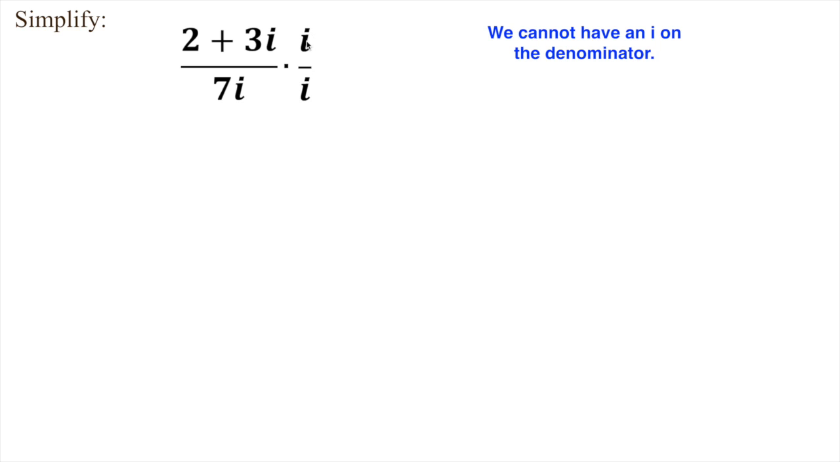So if we're going to multiply top and bottom by i, that means I can distribute this i to each one of these two here. So that gives me 2i plus 3i squared. On the bottom, I've got 7i squared.